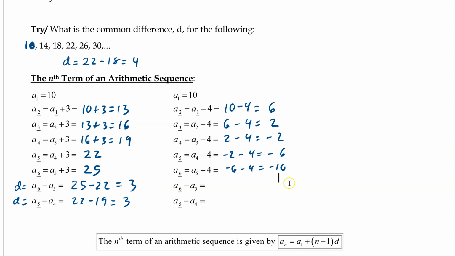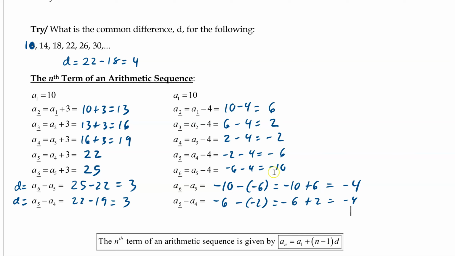So if you take any two of these and subtract them, in order, of course, that would be negative 10 plus 6, which is negative 4. And then negative 6 minus negative 2, that would be negative 6 plus 2, which is negative 4, which makes sense because we subtracted 4 all the way down. So working in reverse, the difference of each pair is negative 4. So these are arithmetic sequences.